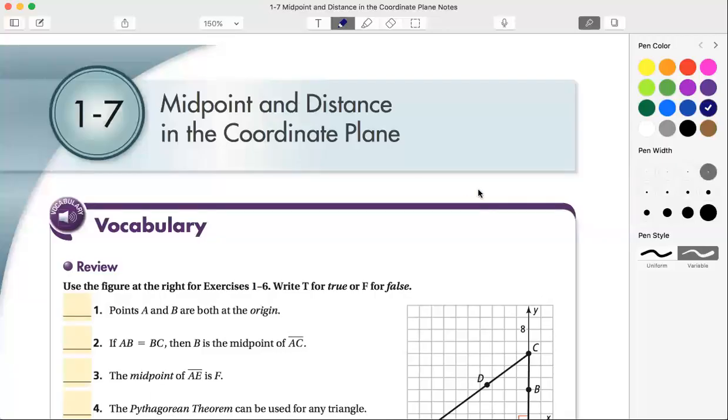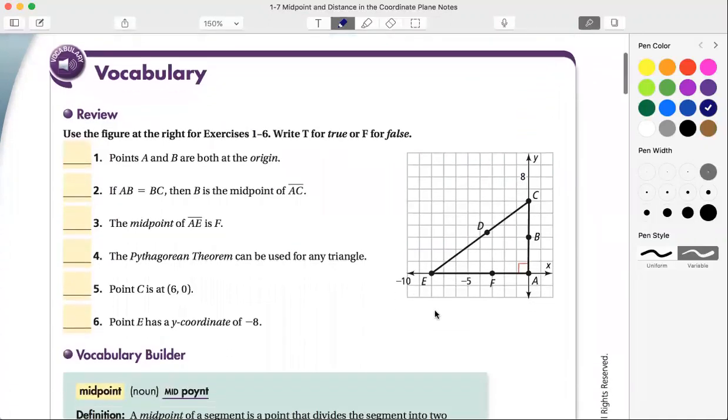All right, this is going to be section 1-7, midpoint and distance in the coordinate plane. So this is going to be quite a review for some of you. This is going to be a lot of algebra formulas that we're going to do in this section. So quickly, let's do some vocabulary review.